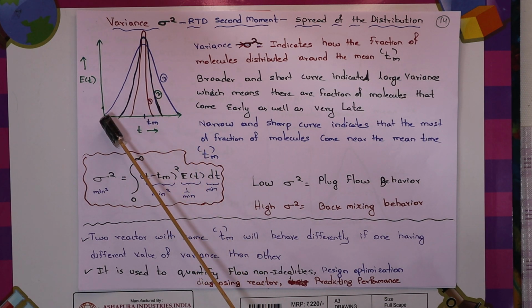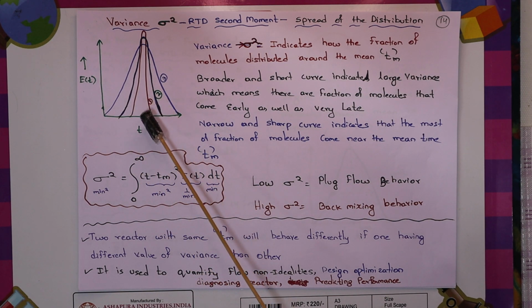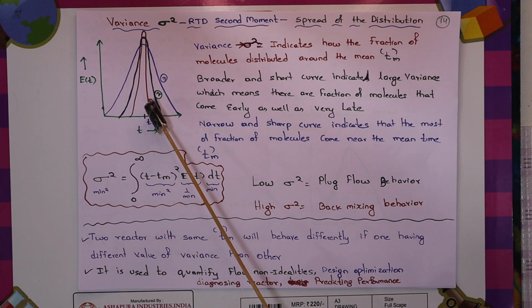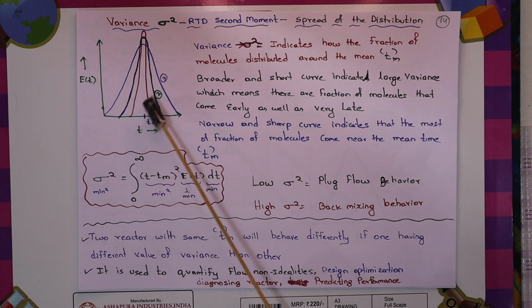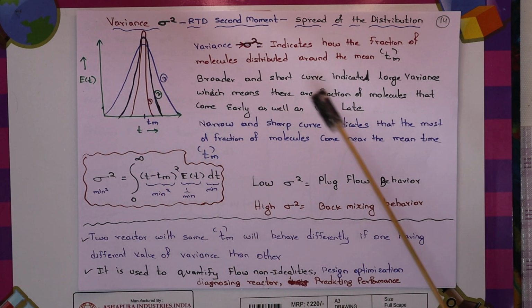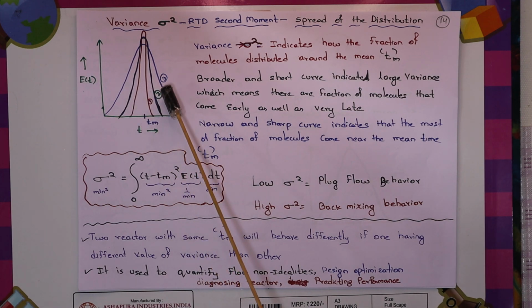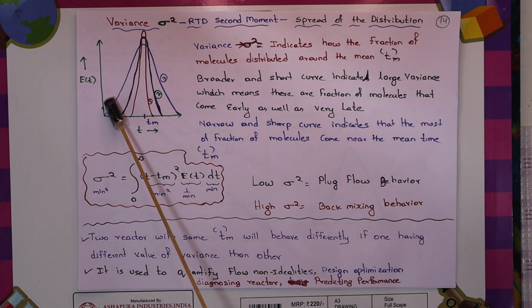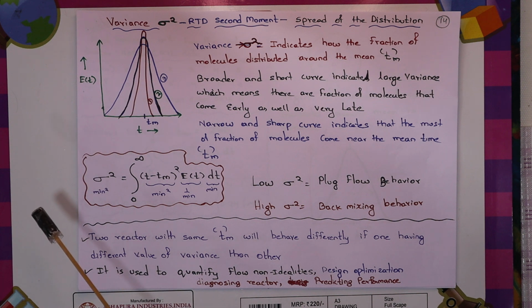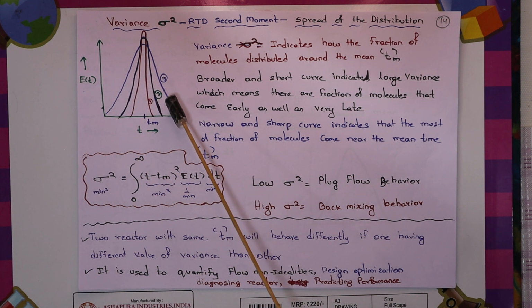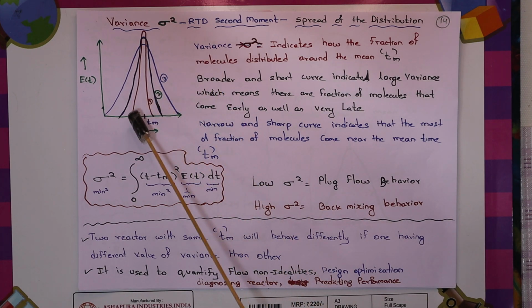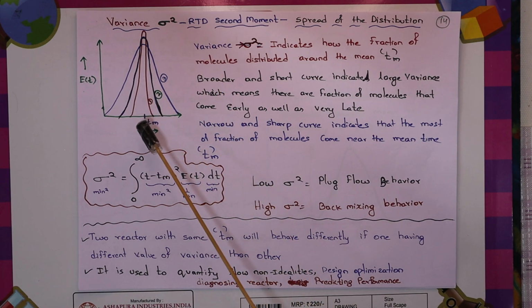That means in the RTD information, even though the mean residence time of all three reactors is the same, the spread is different. You can see reactor 1 has a lower spread and reactor 3 has a higher spread. The variance talks about how much the spread of your RTD data is. The more the variance, the wider your curve; the less the variance, the narrower the curve.